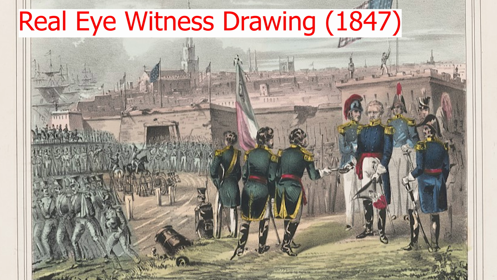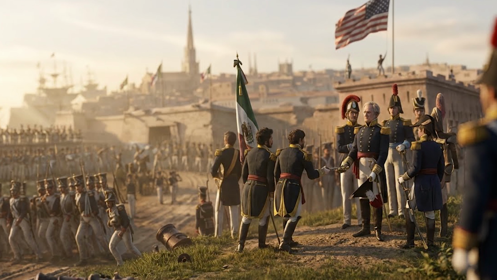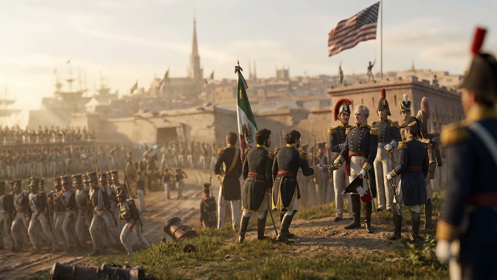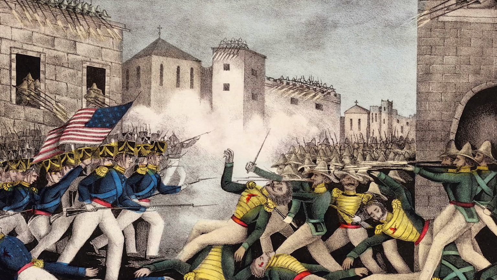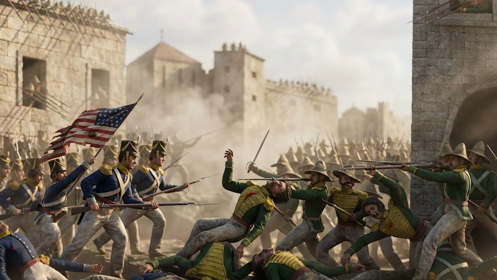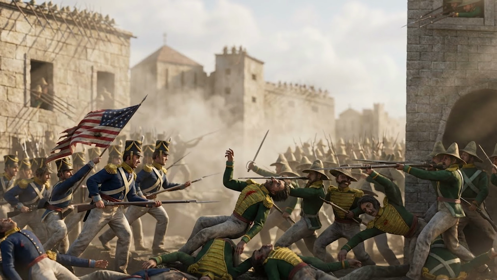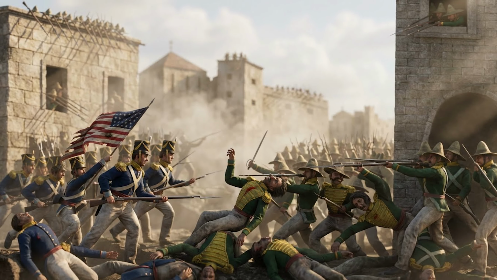Scott now marches inland toward Mexico City along the same path Spanish conquistador Hernán Cortés took 3 centuries earlier. Santa Anna tries to block him, but is outflanked and defeated at Cerro Gordo in April. By summer 1847, American forces are approaching the capital itself.